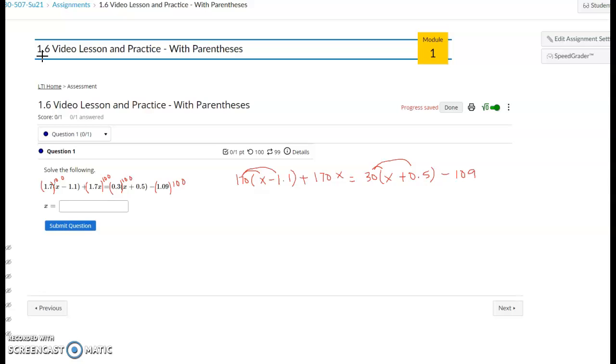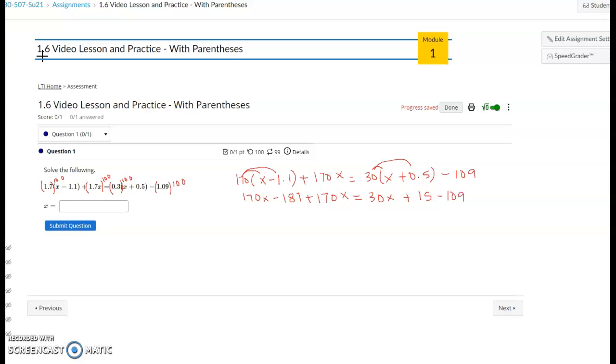So we get 170x. Let's go ahead and do 170 times 1.1. Oh, oops. Is 187. Still plus that 170x equals, we get 30x plus 30 times 0.5. So I think we're going to get 1.5 there, or 15 there. That's why we check. Minus 109.